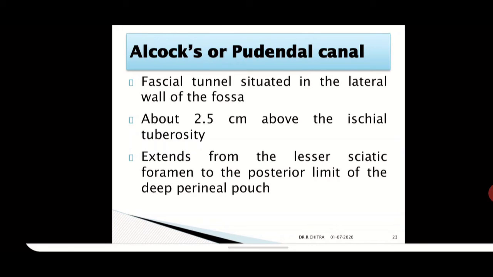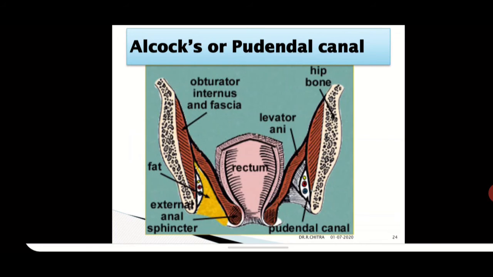Alcock's canal. What is this? It's a fascial tunnel in the lateral wall of the fossa. About 2.5 centimeter above the ischial tuberosity is the exact surface marking of this fossa. This fossa extends from the lesser sciatic foramen to the posterior limit of the deep perineal pouch. That is the extent. You are seeing that in this lateral wall of the ischiorectal fossa, there is a canal called the pudendal canal.